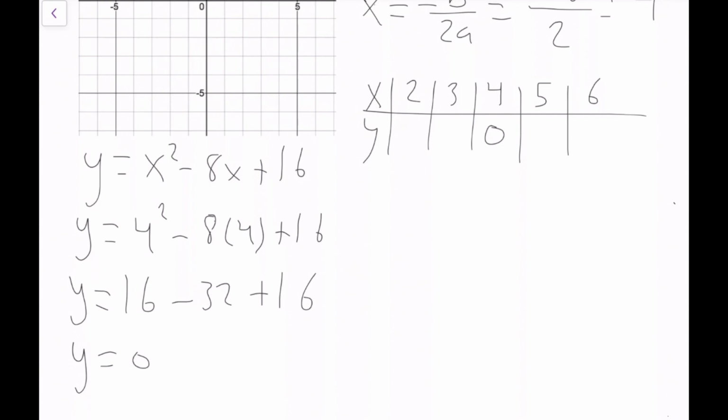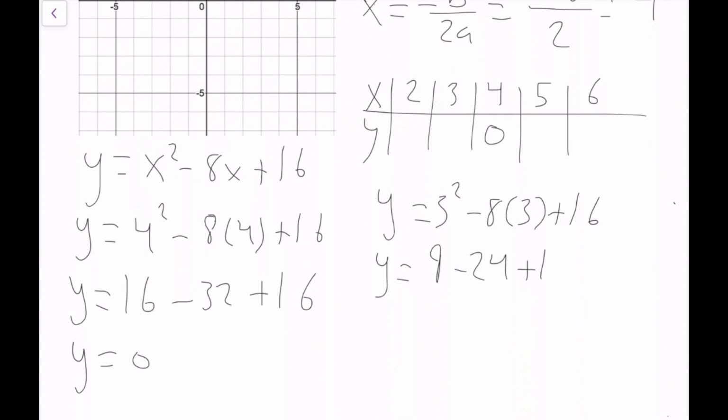So anyway, I'll do x equals 3, so y equals 3 squared minus 8 times 3 plus 16, and I get y equals 9 minus 24 plus 16. Then 9 minus 24 is negative 15, and negative 15 plus 16 is y equals 1. So I get 1 here, and 1 will also be here as well.